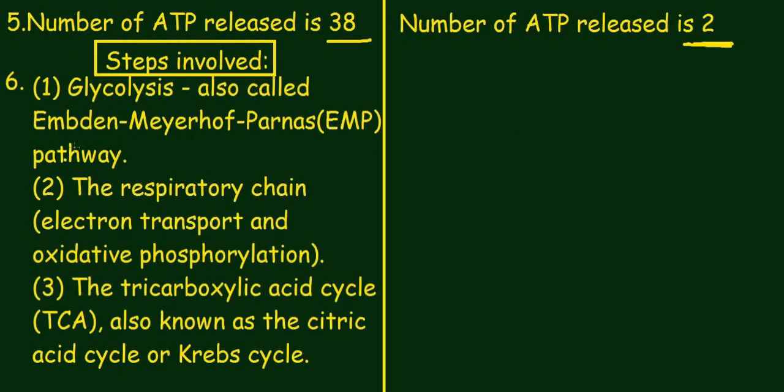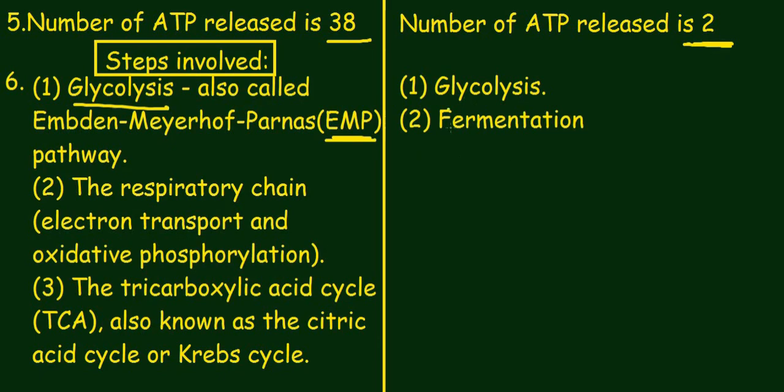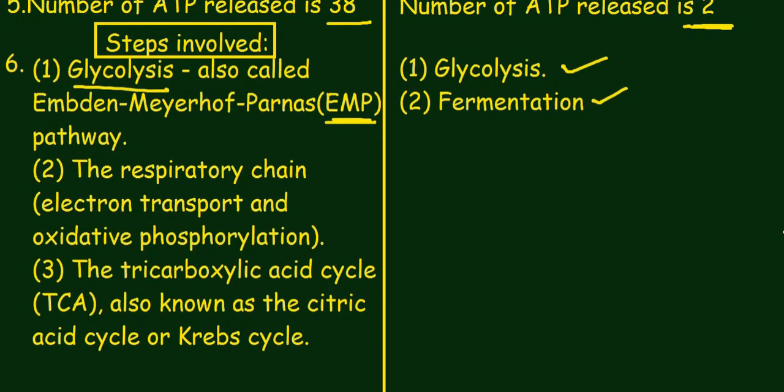The sixth point includes the important steps involved in aerobic respiration. Number 1 is glycolysis, also called the Embden-Meyerhof-Parnas pathway, which is EMP. The second is the respiratory chain, which is the electron transport and oxidative phosphorylation. Third is the tricarboxylic acid cycle, TCA, which is also known as the citric acid cycle or Krebs cycle. Anaerobic respiration includes two steps, that is glycolysis and fermentation. Now let's move on to the next point.